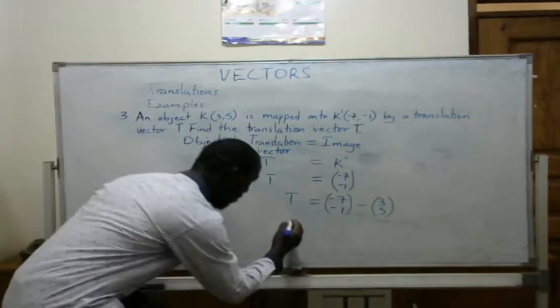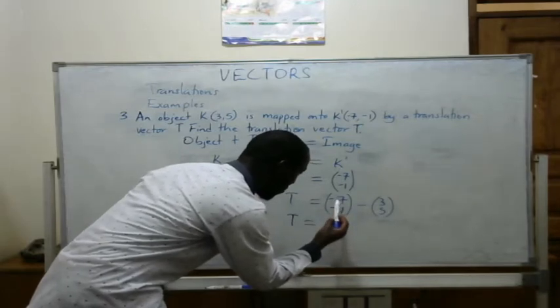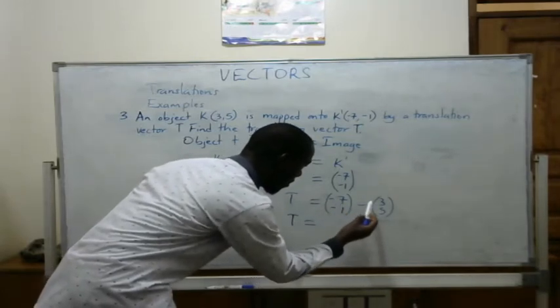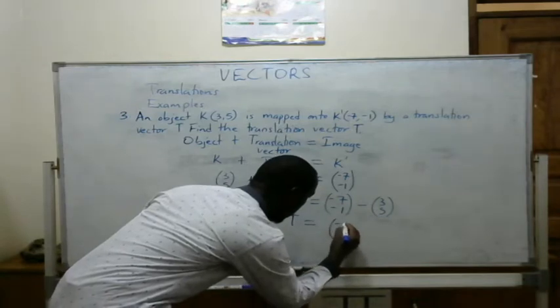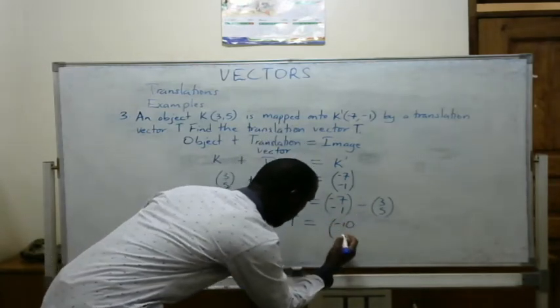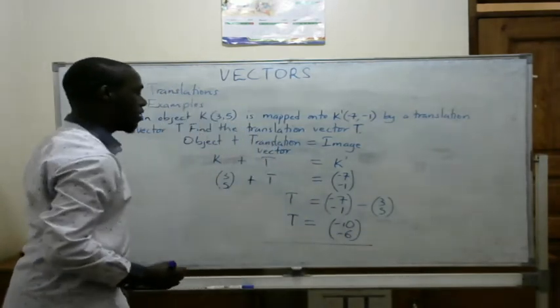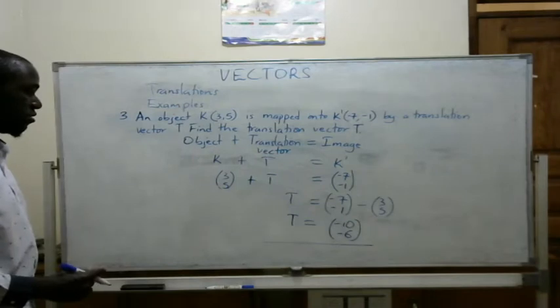So to get my translation vector, when I add or subtract here, negative 7 minus 3, that is negative 10, negative 1 minus 5, that is negative 6, and that one there becomes my translation vector.